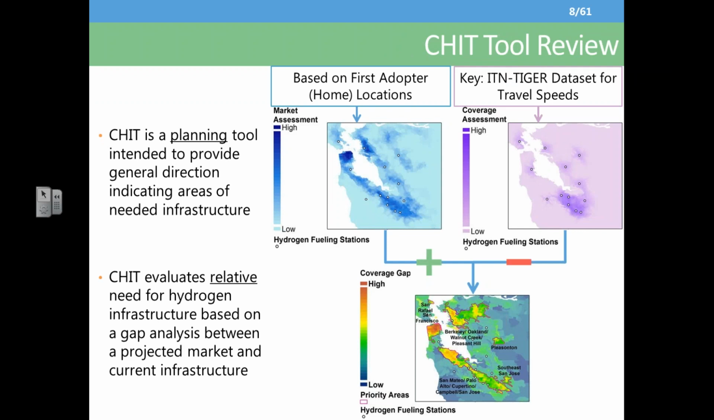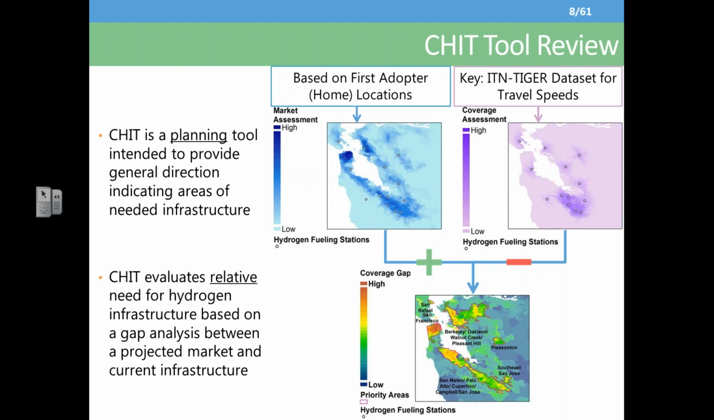And so CHIT itself is really designed as a planning tool, and that came out of the need that we had for AB8. It's a planning tool that's intended to provide general areas of direction for needed infrastructure. One thing that we want to emphasize is that CHIT is not intended to be the tool that tells you you should put a hydrogen station at this exact corner of this intersection. CHIT is meant to provide flexibility.